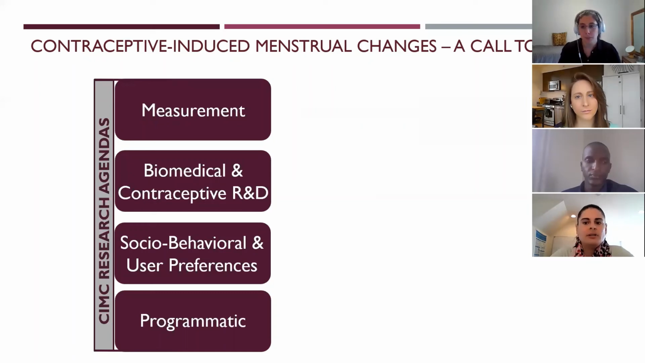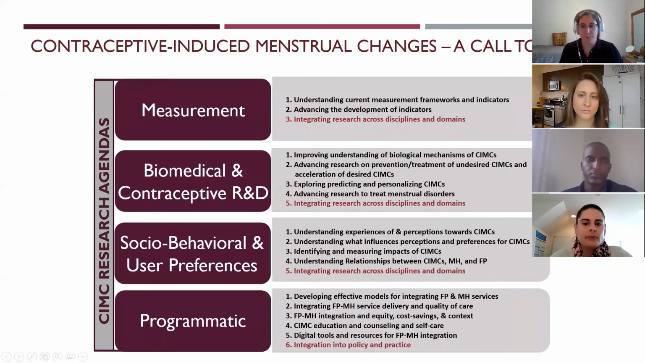And we don't have time to go into the recommended areas and research questions for each of these domains, but I'll show you a list here briefly before we dive into the social behavioral and user preferences domain to give you a sense of the breadth and depth of these research agendas, and then also to highlight that each include an area focused on integration, either across disciplines or into policy and practice. Next. So for the measurement domain, for example, we've recommended a focus on current frameworks and indicators, advancing development of new ones, and that integration piece shown in the dark red here across all domains.